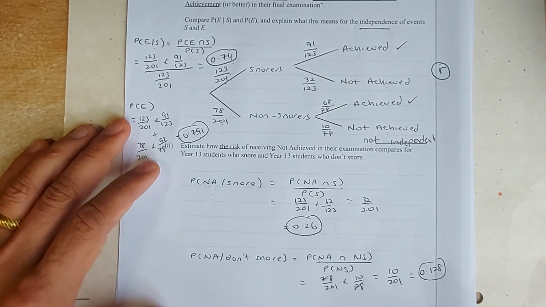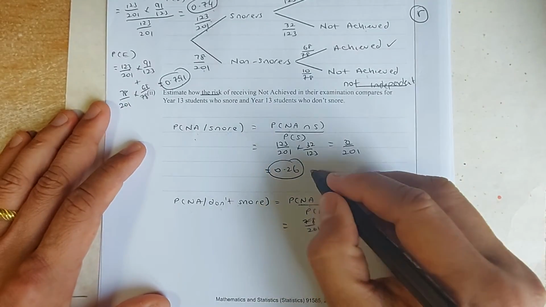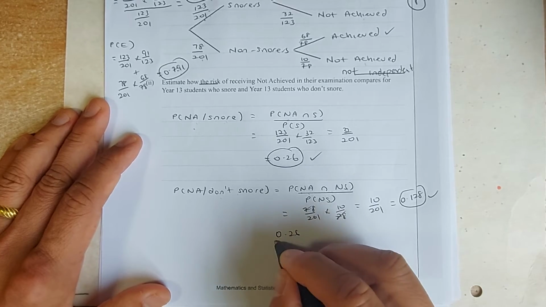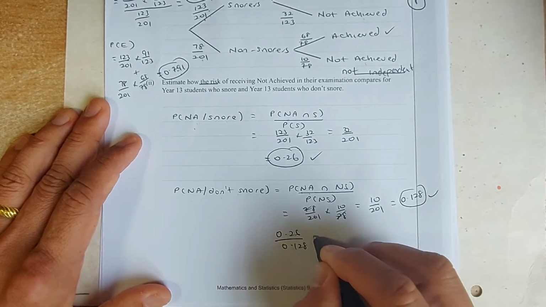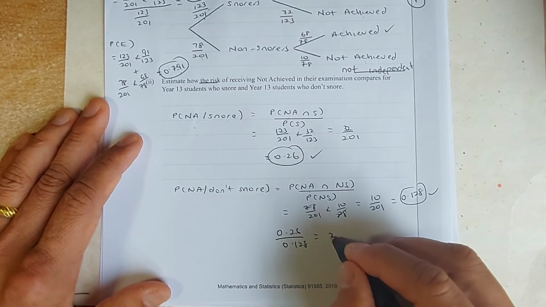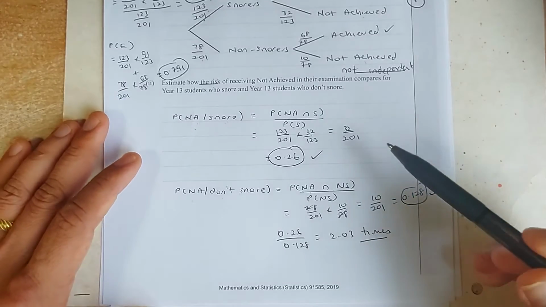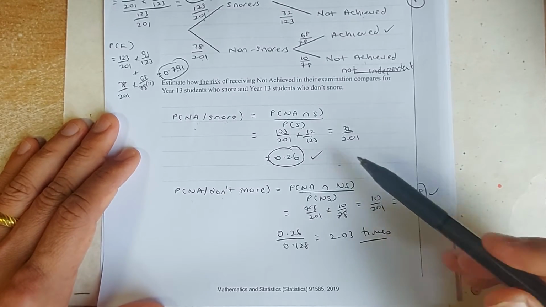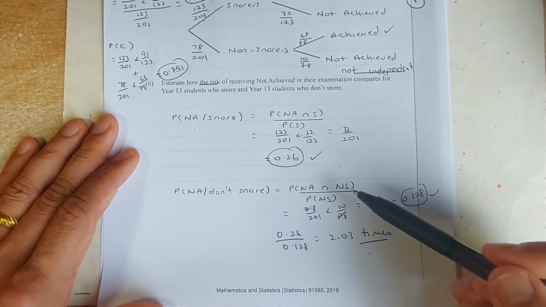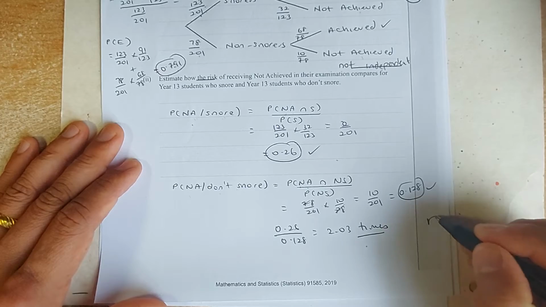Okay, so now the question asks you for the risk. So the risk is that this is higher risk than this. To get the risk, you take 0.26 divided by 0.128, and the answer, if you put it in your calculator, is going to be 2.03 times. That means that the risk of not achieved for snorers is 2.03 times higher than the not achieved for non-snorers. That will give you another merit.